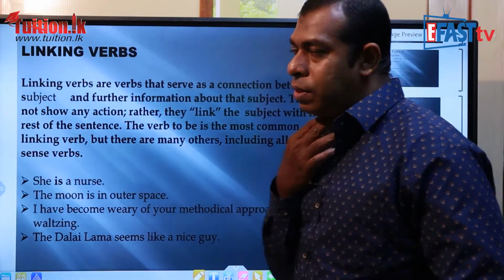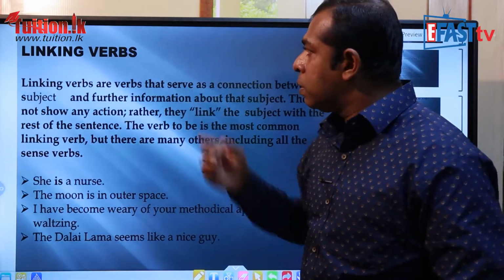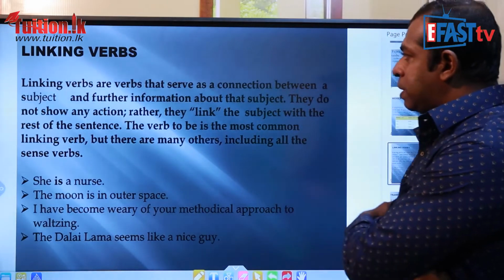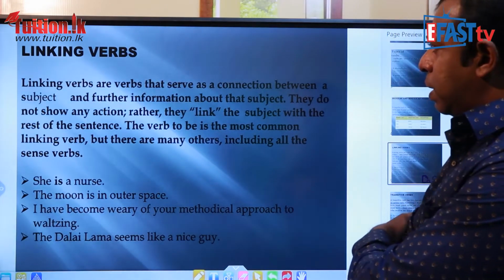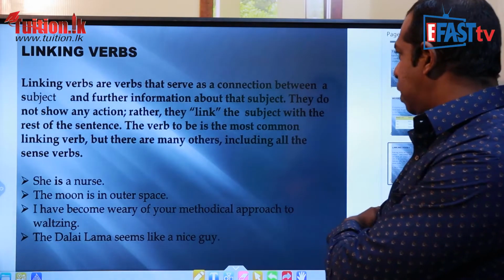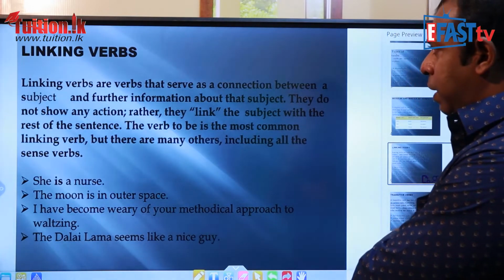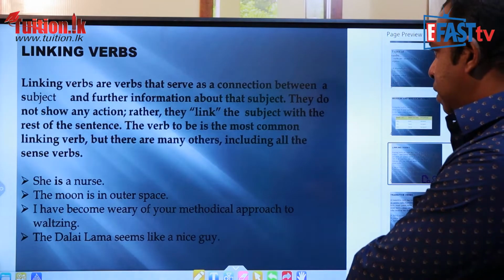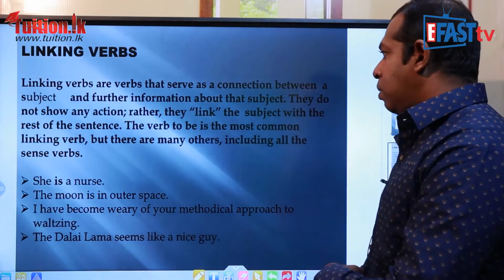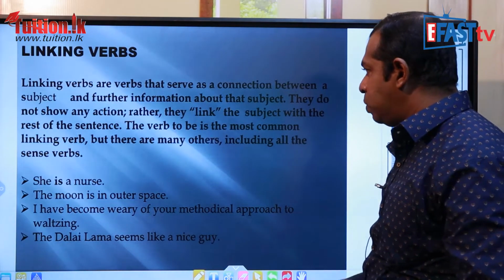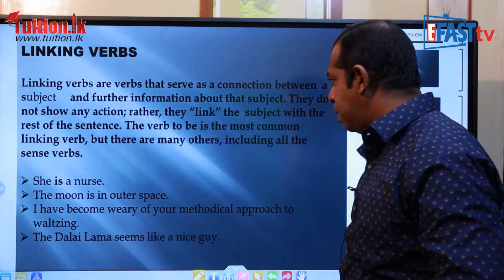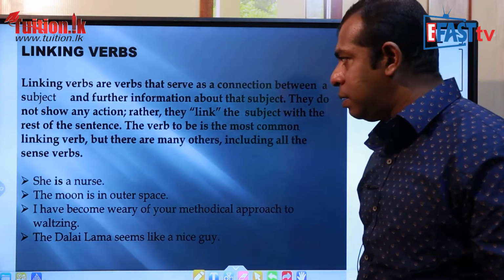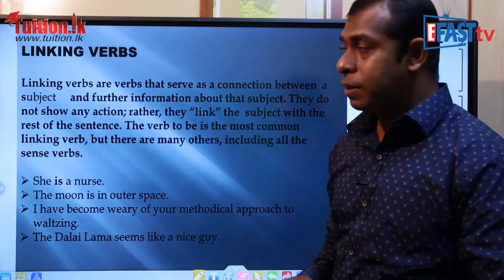Next one we can discuss is linking verbs. Linking verbs are verbs that serve as a connection between a subject and further information about that subject. They do not show any actions, but rather they link the subject with the rest of the sentence. The verb "to be" is the most common linking verb, but there are many others, including all the sense verbs.